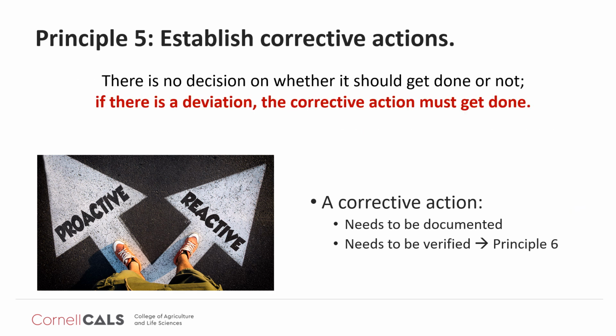There should be no decision process involved in corrective action. No debate about should it be done or not. If there is deviation, the corrective action must be performed. When it is done, it should be also recorded. And when deviation is recorded, someone has to verify that a corresponding corrective action was taken and it was effective.